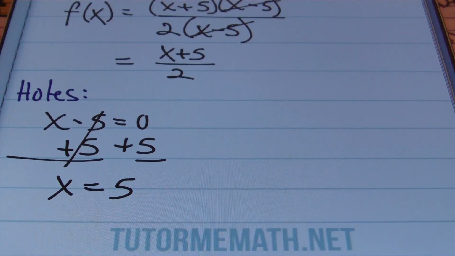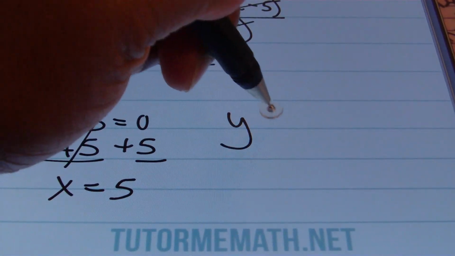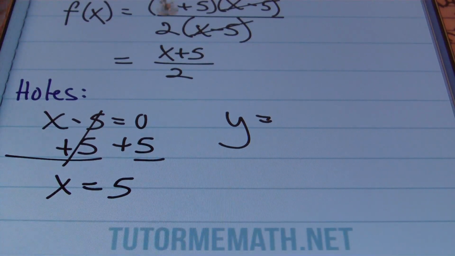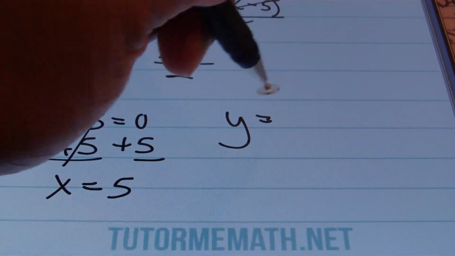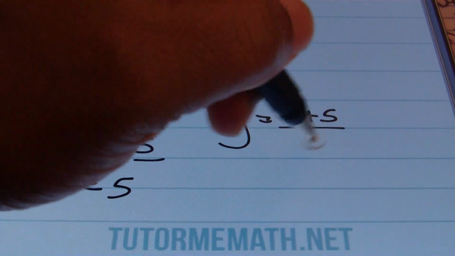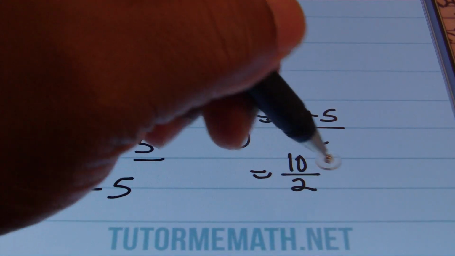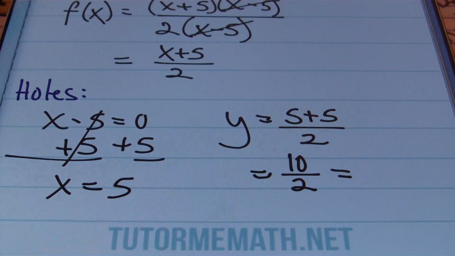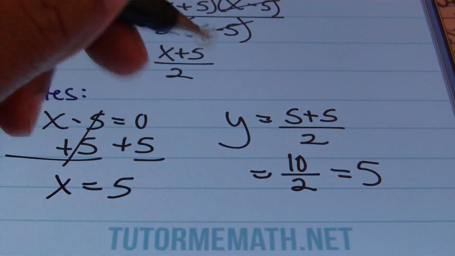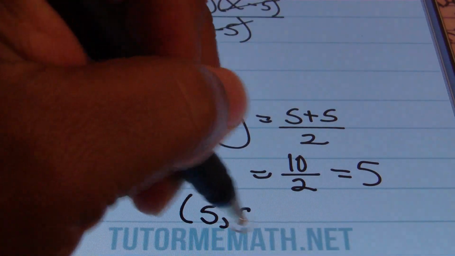Okay, in order to find out the y value, you're going to plug it in right there into the simplified form of our equation. So in order to find out what y is, this y value of my hole, you're going to go ahead and plug 5 into the simplified form of the function. So we'll have (5 plus 5) divided by 2. Well, I know that 5 plus 5 is 10, right? And what's 10 divided by 2? Exactly, it's 5. So it turns out that our ordered pair for our hole is going to be (5, 5).